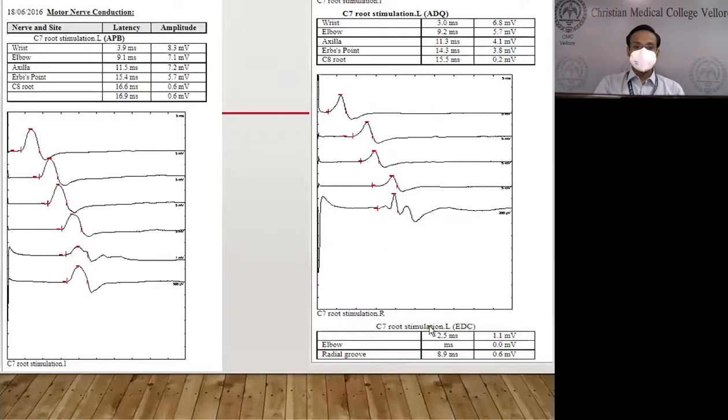Because on the EDC the distal CMAPs are very low, we cannot demonstrate any conduction blocks. So this patient subsequently received IVIG and cyclophosphamide, and we have been following up for the past 5 years. There was improvement in his clinical weakness.